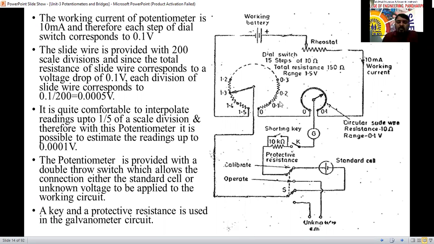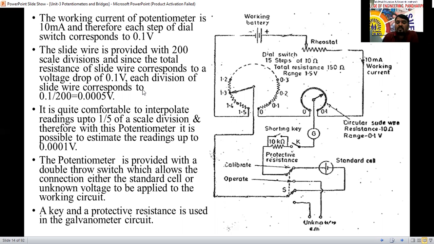That is, we have already calculated here. See here, 0.1 divided by 200 is 0.0005 volts. So each scale division is going to be 0.0005 volts. One step is 0.0005 volts, another step is 0.0005 volts. So there are up to 200 divisions here. By doing this, it is quite comfortable to interpolate readings up to 1/5.